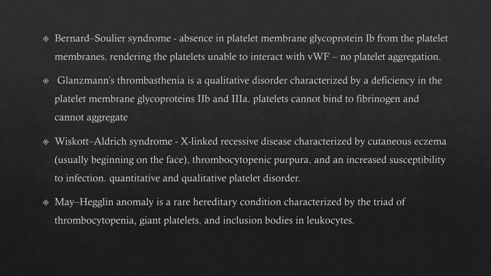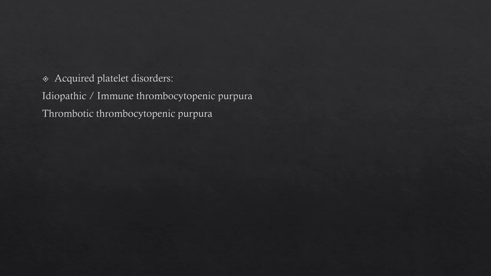The next one is Wiskott-Aldrich syndrome. All these are congenital syndromes. This one is X-linked recessive, where there is cutaneous eczema on the face, thrombocytopenic purpura, and increased susceptibility to infection. It is both a quantitative and a qualitative platelet disorder. May-Hegglin anomaly is a rare condition characterized by the triad of thrombocytopenia, giant platelets, and inclusion bodies in the leukocytes. The acquired disorders can be either idiopathic or thrombotic thrombocytopenic purpura.